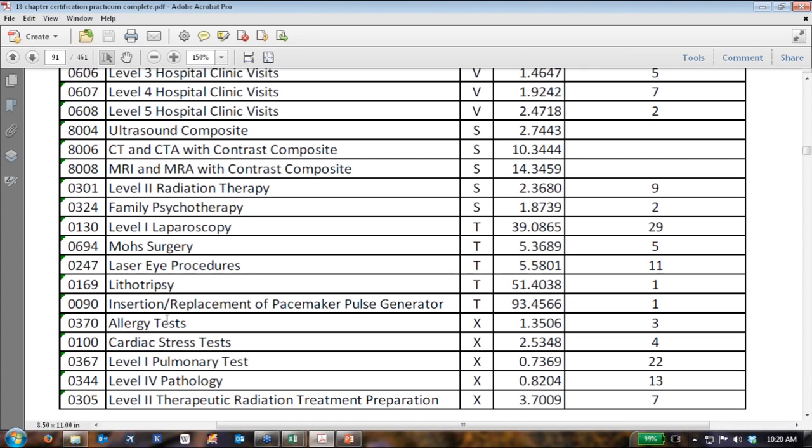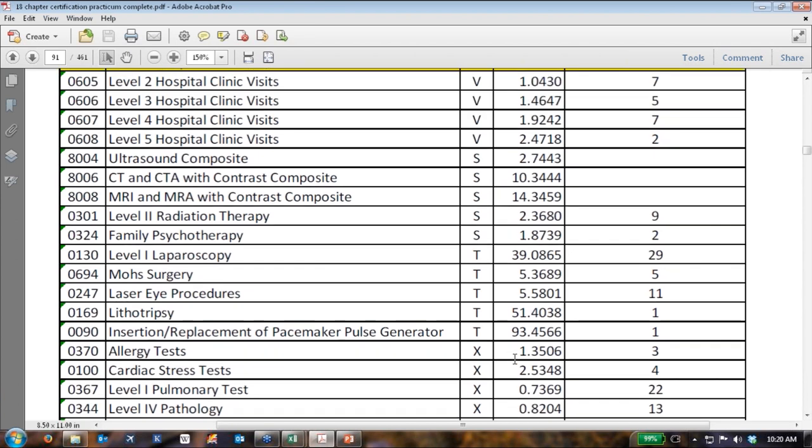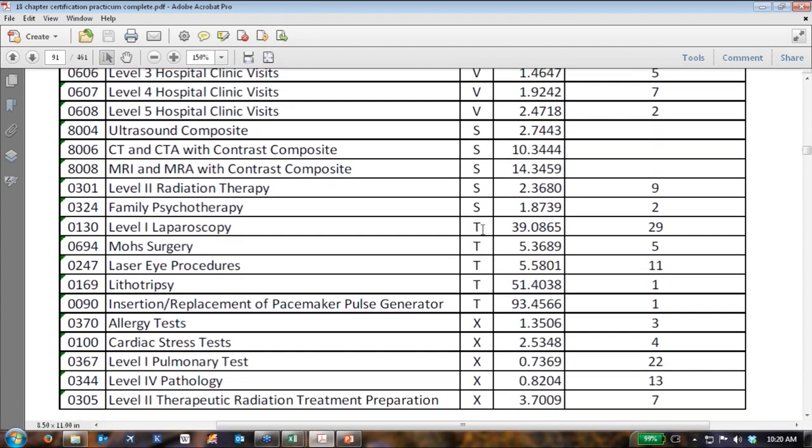So if someone has an allergy test, a cardiac stress test, a pulmonary test, all on one day, the provider would get paid each of these together. Now the T codes are procedures where only the highest weighted one gets paid at 100%. All the others get a haircut and get paid at 50%. So if someone had all of these T codes, this one right here, the 93, would be paid at 100%. The other ones each would be cut in half. So that's how that mechanism works.